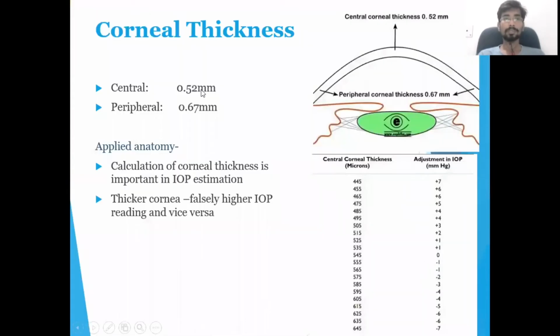Corneal thickness. In the center, corneal thickness is 0.52 mm and in the periphery it is thicker, 0.67 mm. Applied anatomy: corneal thickness is important in IOP estimation. A thicker cornea will give a falsely high IOP and a thinner cornea will give a falsely low IOP.